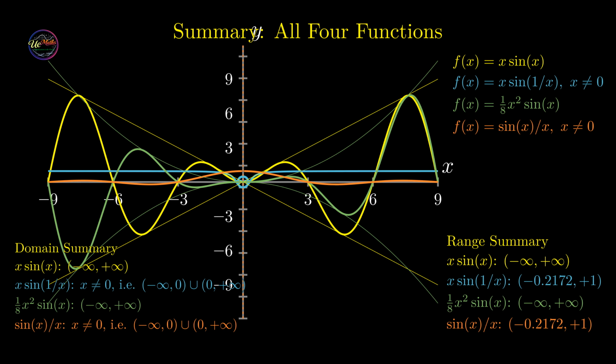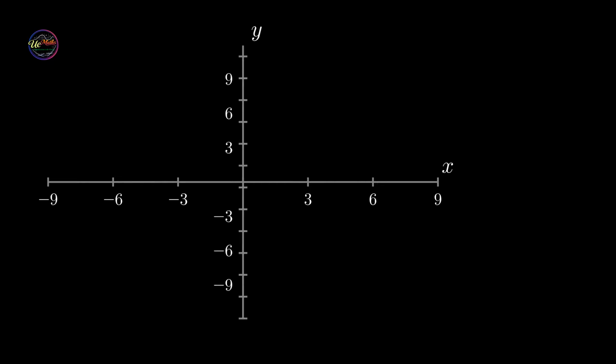In conclusion, for products of trigonometric functions, always check whether any argument or denominator introduces a restriction on the domain and range. Thanks and welcome to explanation part.